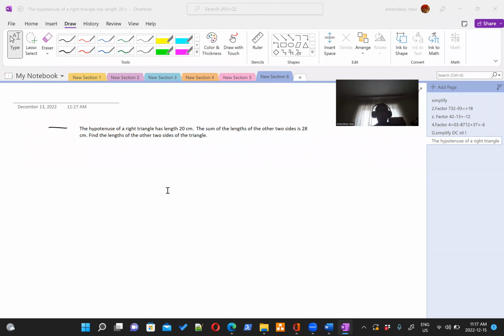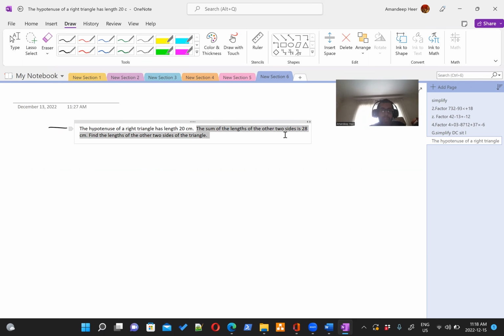Hi everyone. Here we have a question where we are told the hypotenuse of a right triangle has length 20 centimeters. The sum of the lengths of the other two sides is 28 centimeters. Find the lengths of the other two sides of the triangle. So this is a question where you can use the Pythagorean theorem and you're going to use systems of equations to find the lengths of the other two sides.